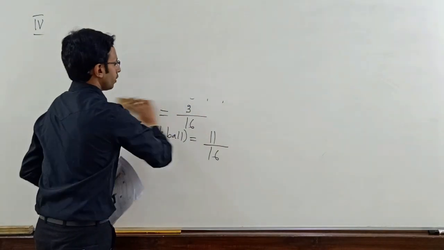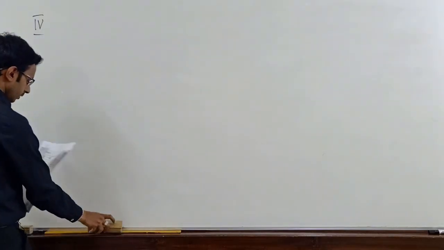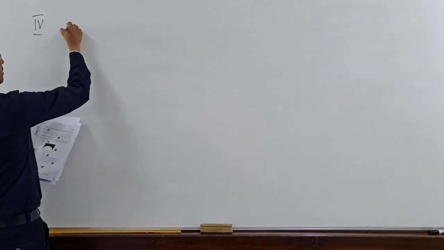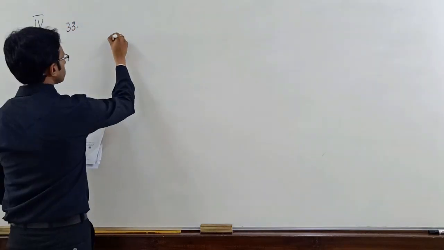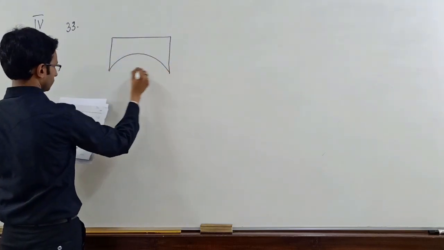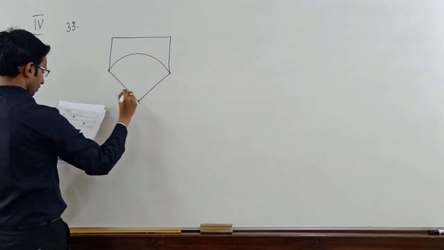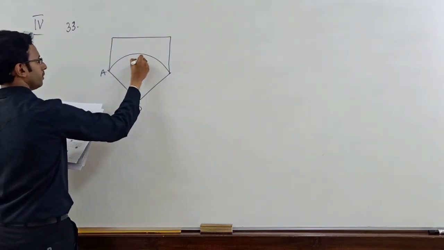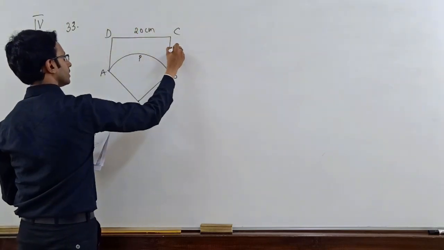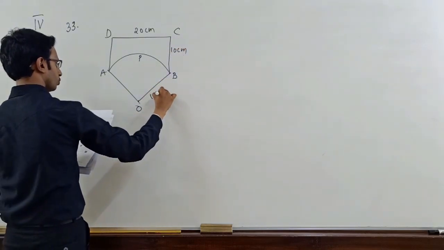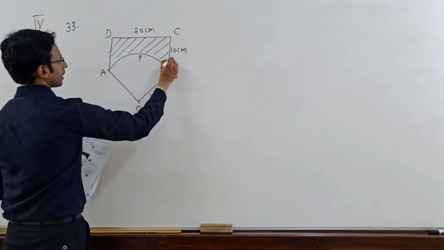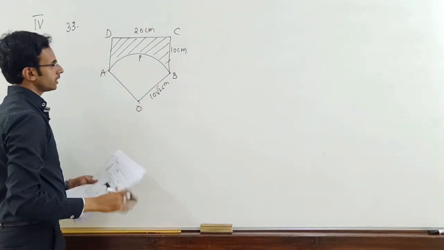problem number 33, a knowledge based, application based question, is from areas related to circles. Problem number 33. The diagram was like this. So this is O, A, P, B, D, C, 20 centimeter, 10 centimeter, and this is 10 root 2 centimeter. And this was the area which is shaded. So they are asking us in this problem to find the area of the shaded region.